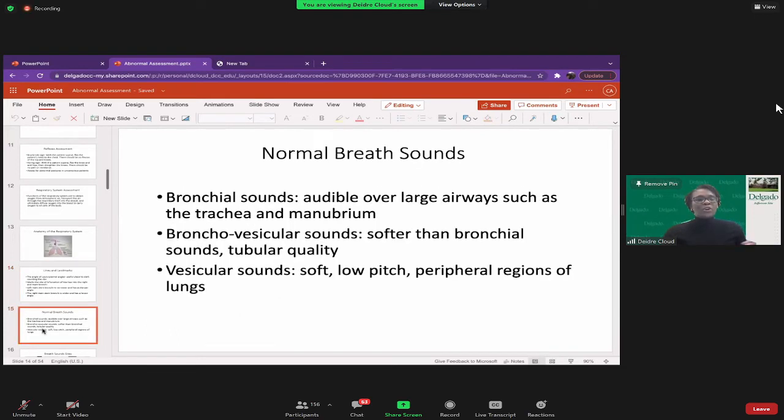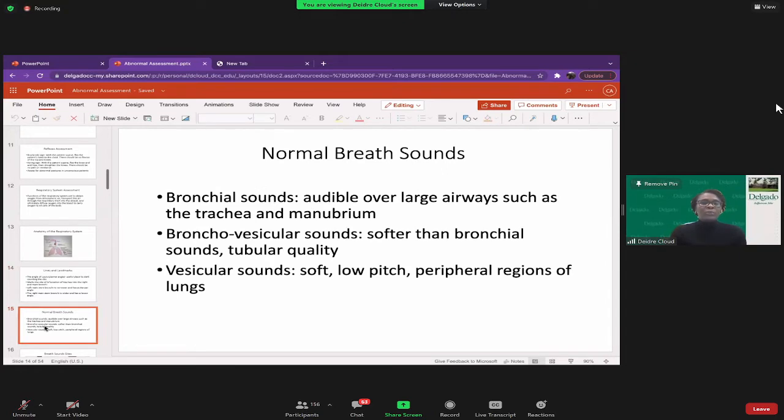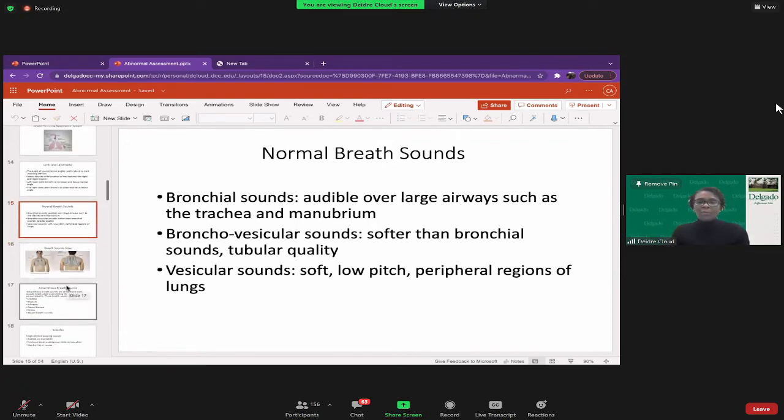So we talked about how, in order to distinguish normal from abnormal, you have to be very proficient in knowing what the normal breath sounds are. So you have the bronchial sounds, the bronchovesicular sounds, and the vesicular soft sounds. So when you're about to do a respiratory assessment on a patient, what considerations do we need to make? What's the procedure?